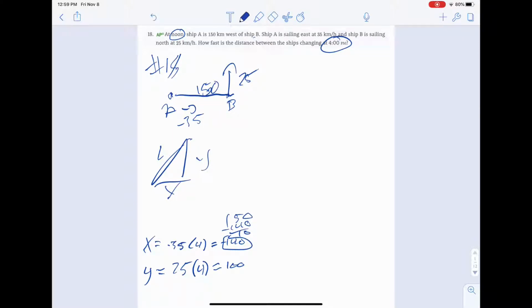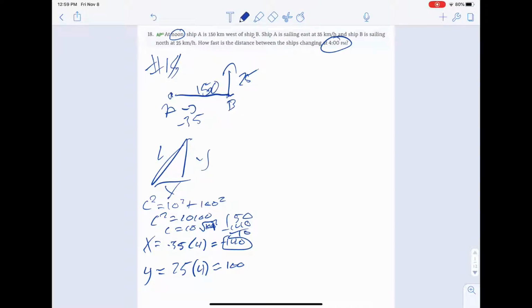So we will then plug it into the Pythagorean Theorem. So c squared equals 10 squared plus 100 squared, right? C squared equals 10,100, and then c is equal to 10 root 101. Right? So there's our c value, and our x and our y. So we have all of that.